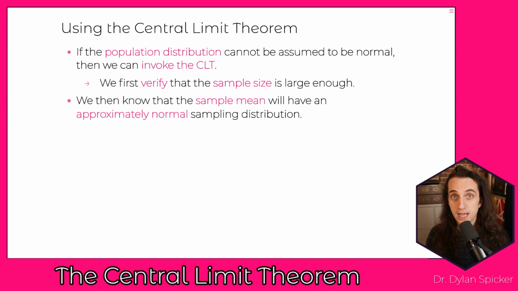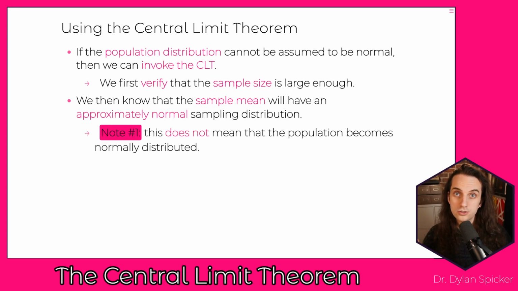Once we have a large enough sample, then we know that the sample mean has an approximately normally distributed sampling distribution, right? So the distribution of the sample mean is going to be approximately normally distributed. There are two important clarifications I want to make on this. The first is that this does not mean that the population becomes normally distributed. Okay, the population distribution is whatever it is. We don't care what it is very much. It's the sampling distribution that we're thinking about.